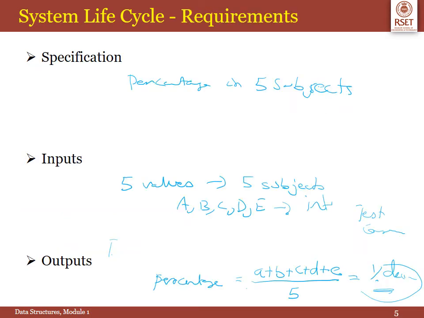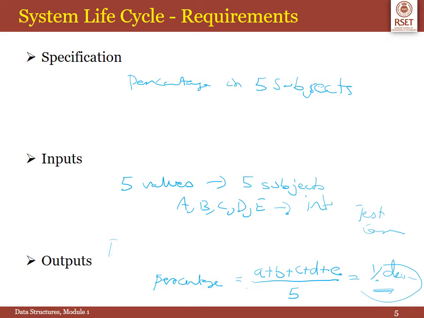The first phase of the system life cycle is the requirement phase. In the requirement phase, the first thing that we need to know is, for a particular program, what is the specification or the purpose of that program. For example, let's say I'm trying to find the percentage of a student in 5 subjects. So this is my requirement specification.